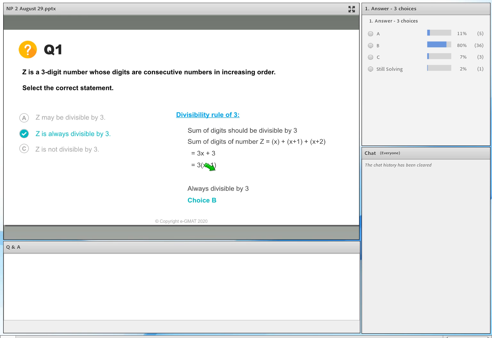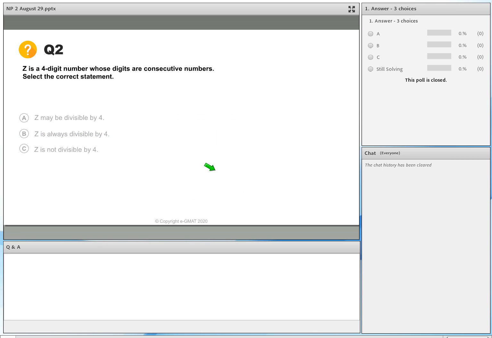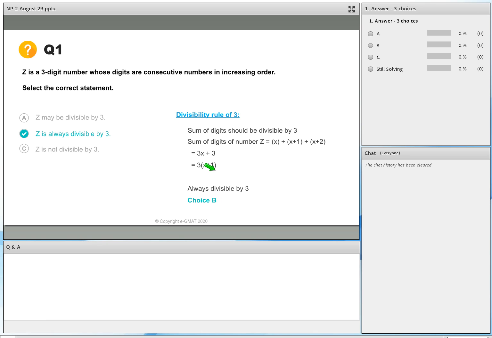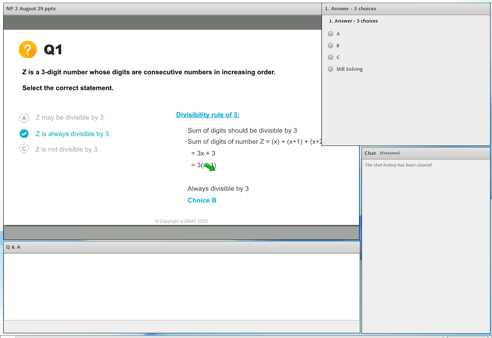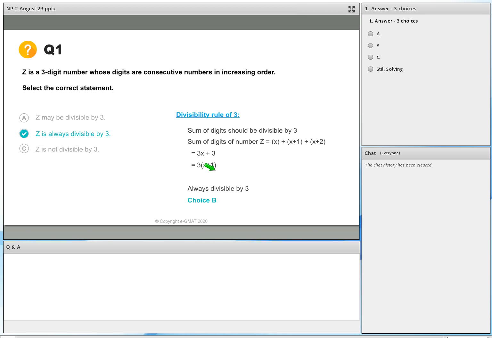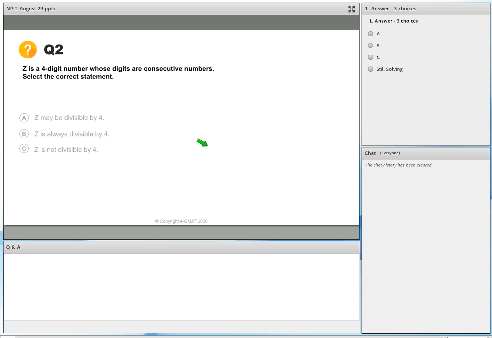I hope everybody now is absolutely clear and has this noted down. I'm going to take you all to the next question now, which is, again, 3 choices. Please mark still solving. Okay, here's question number 2, everyone. Good luck.